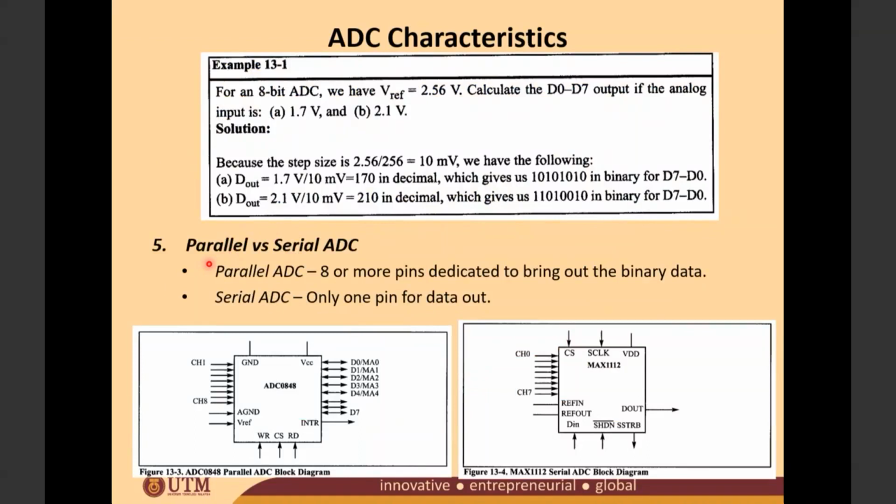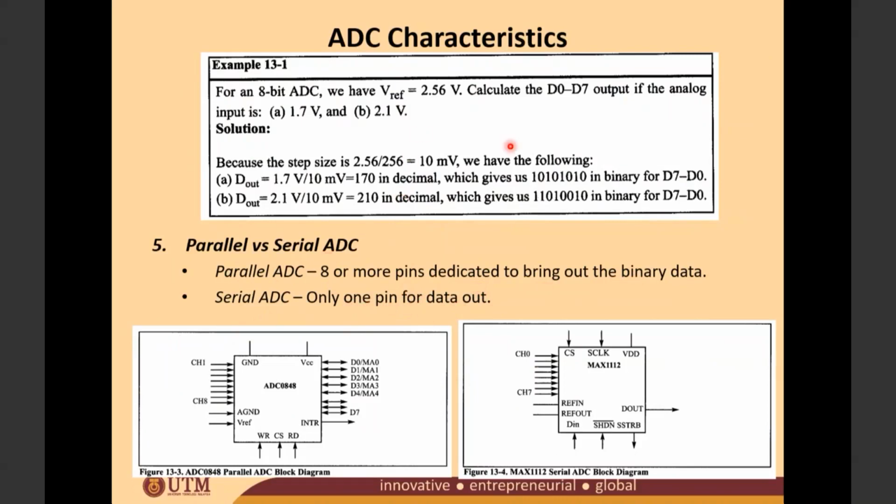The fifth characteristic that you need to know is the parallel versus serial ADC. We have two types of ADC. One is a parallel ADC. The second one is a serial ADC. A parallel ADC has 8 or more pins dedicated to bring out the binary data, which means all the binary output will be sent out in parallel. While for the serial ADC, there is only one pin for data out.